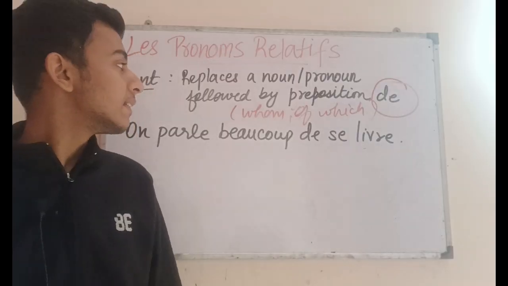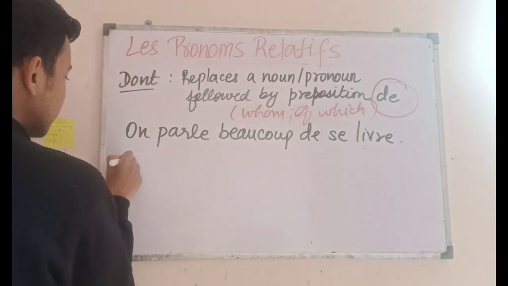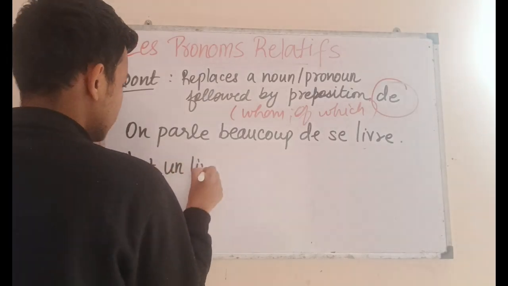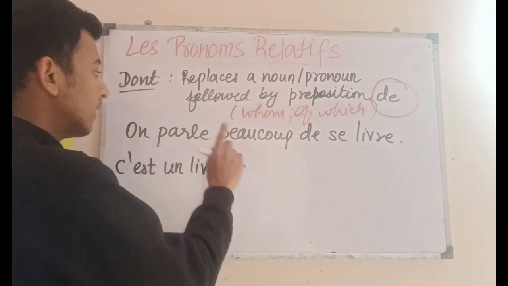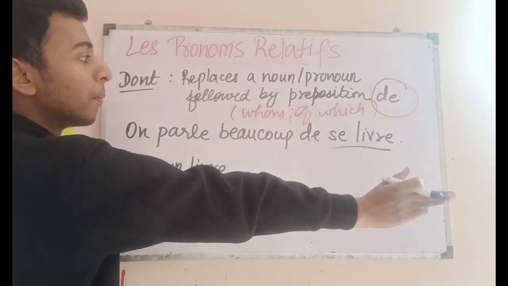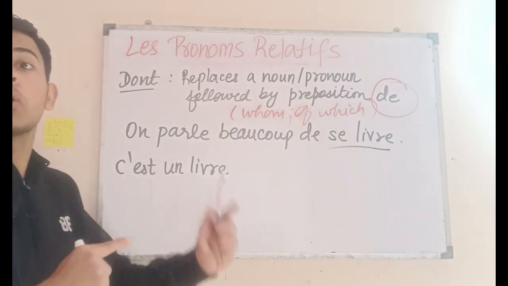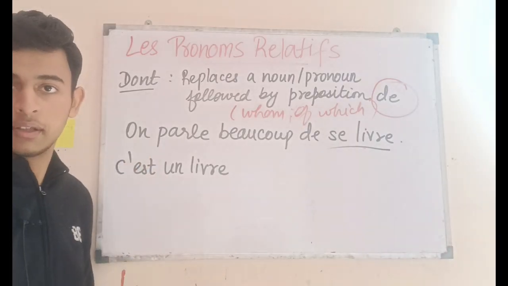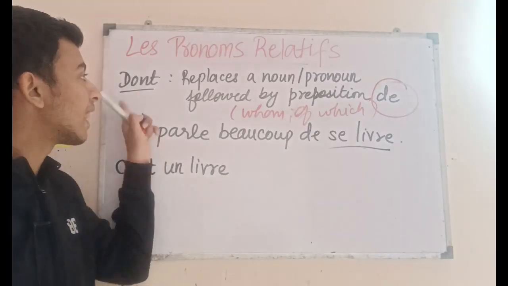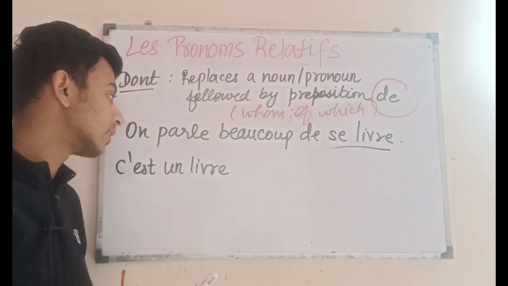How do we replace this? We reverse the sentence. How to reverse the sentence? Listen to me. We write c'est un livre. What I did earlier, beaucoup de livre, livre was at the end. That one talks a lot about this book. So the reversed sentence will be, this is a book about which everyone talks. Right? About which one talks. So the feeling of about which will be given by dont. Translate it to English, otherwise you will not be able to understand.